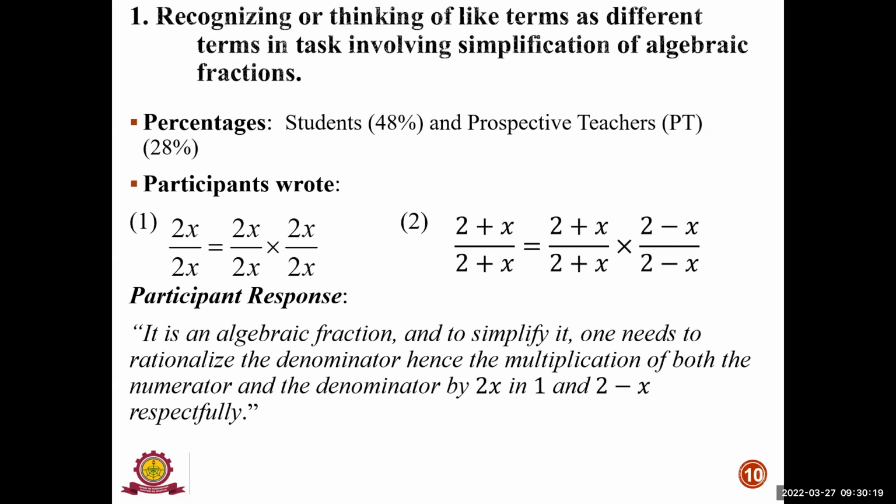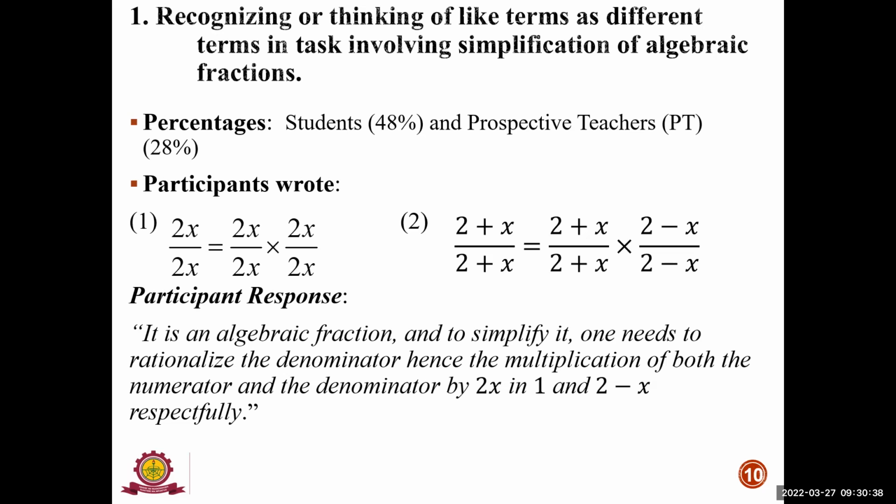One of the tasks in the test required the participant to simplify 2x over 2x. But this participant couldn't identify that both the numerator and the denominator are the same. So they saw them as different terms, hence they used a different approach to simplify.